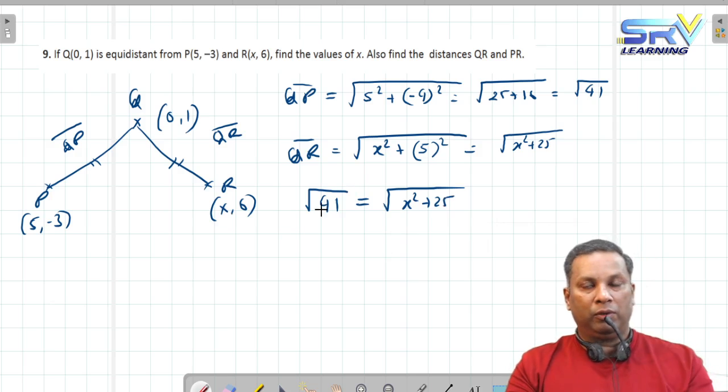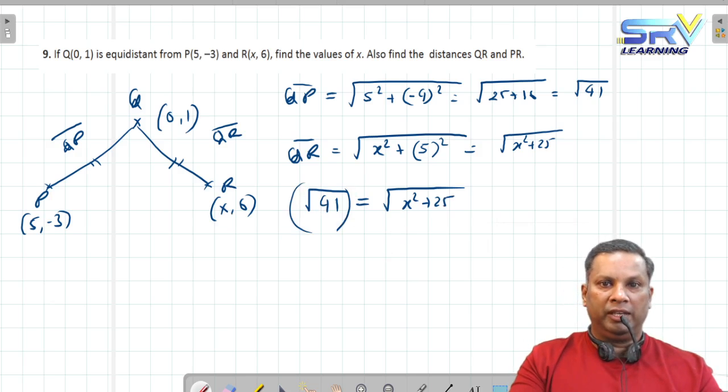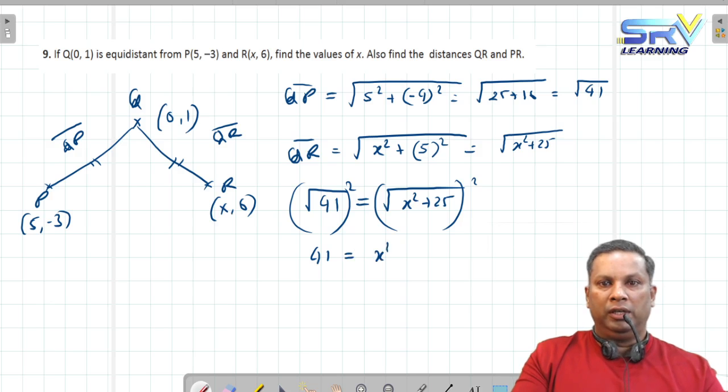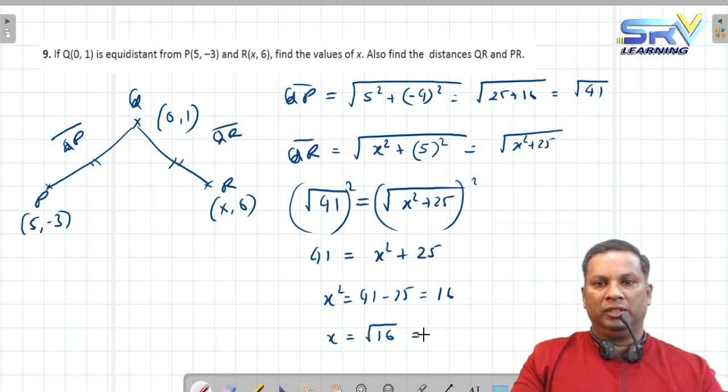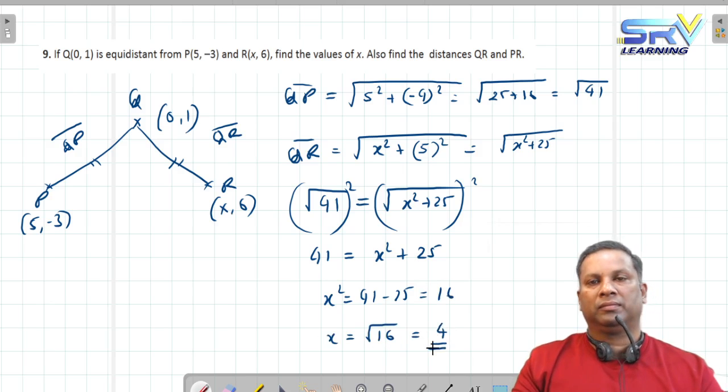Now we have to get rid of the roots. Square on both the sides. So this will become 41 is equal to x square plus 25. Okay. So x square is equal to 41 minus 25, which is 16. Therefore x is equal to root of 16, which is 4. Okay. So we got the value of x.